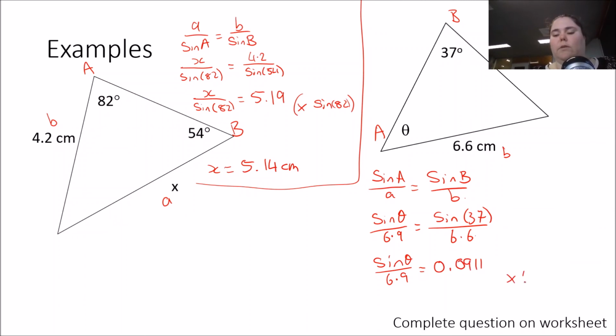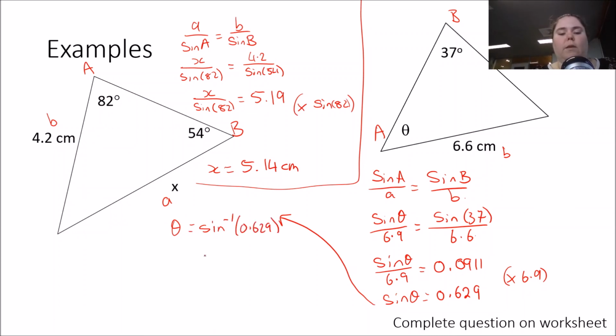Then I'm going to times both sides by 6.9, so I'm getting closer to an answer, which is 0.629. Then the last step, I'm going to arcsine that number, 0.629, to get what my angle is. So my angle comes out at 38.99 degrees. We could really call that 39 degrees.